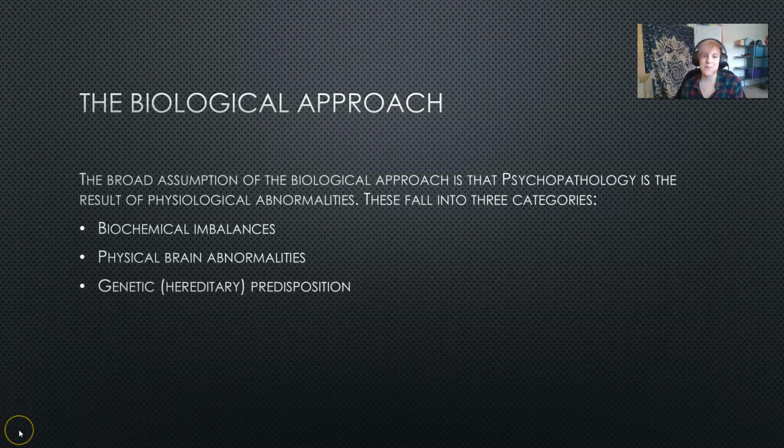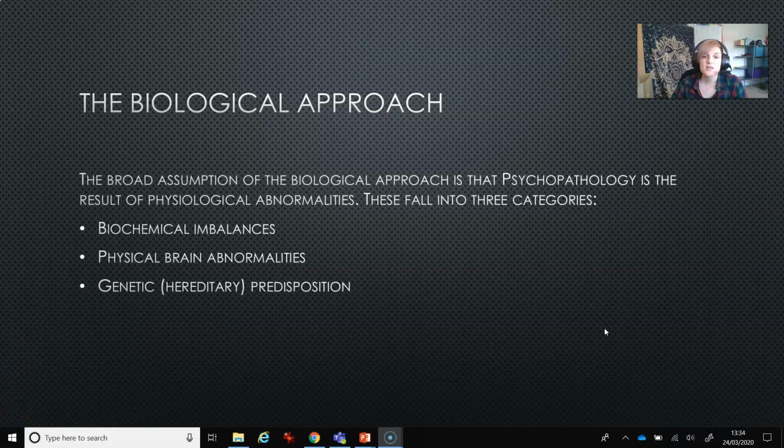Finally, we have the biological approach. The assumptions of the biological approach are that abnormality is a result of physiological abnormalities in the brain, or physiological abnormalities within the physical components of the human body. So these fall into 3 categories. The first is biochemical imbalance. The second is physical brain abnormalities. And the third is genetic or hereditary disposition.